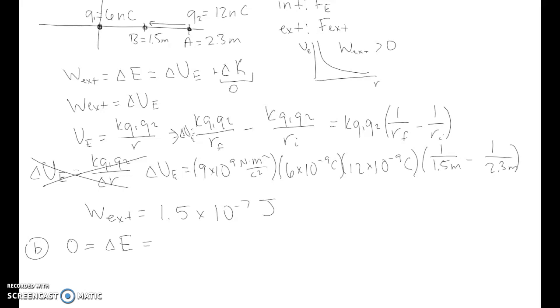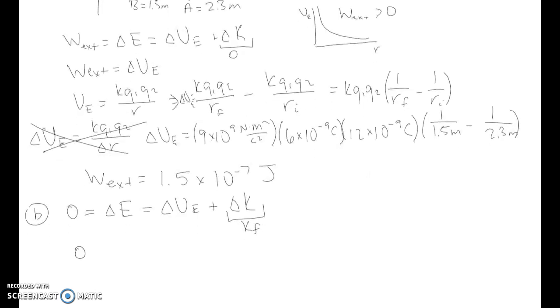Because the only force we're dealing with here is the electric force, let's include both charges in our system, so that way that force is internal. Therefore, our change in energy is just the change in electric potential energy plus the change in kinetic energy. And this time, the change in kinetic energy is not 0, right? Because it goes from 0 initially to moving in the end. So when we deal with final minus initial kinetic energy, the initial kinetic energy is 0, so we're just dealing with the final kinetic energy.